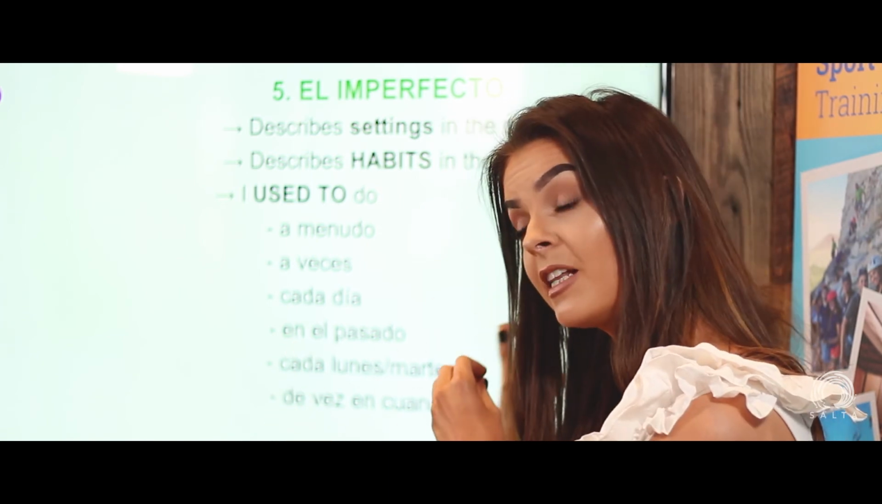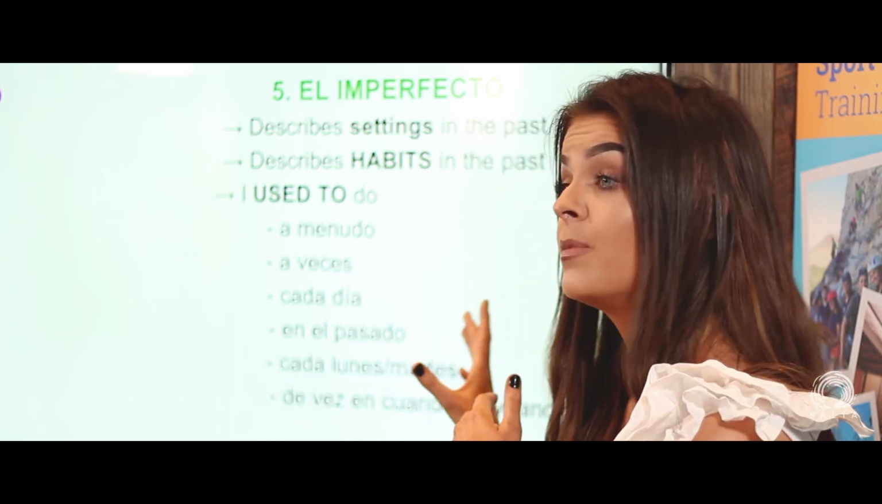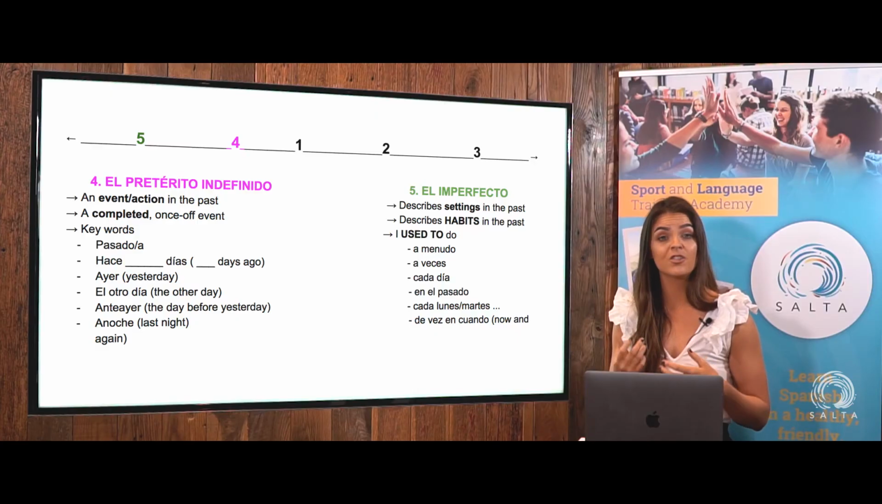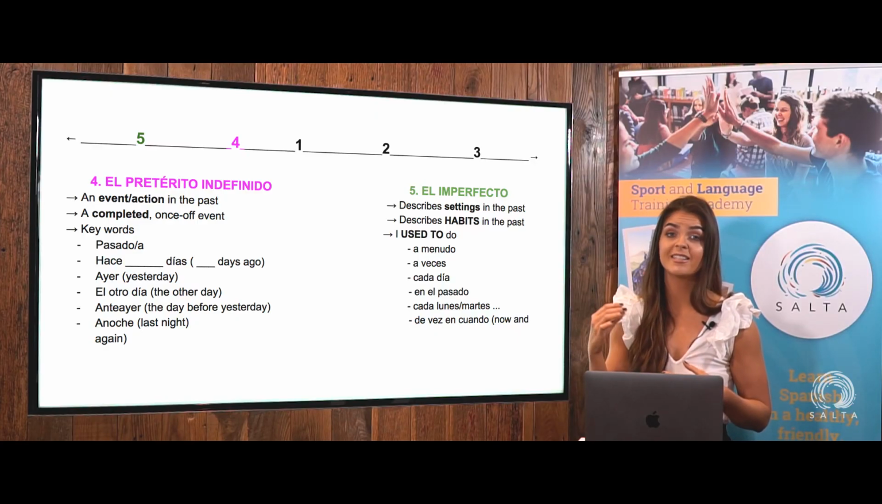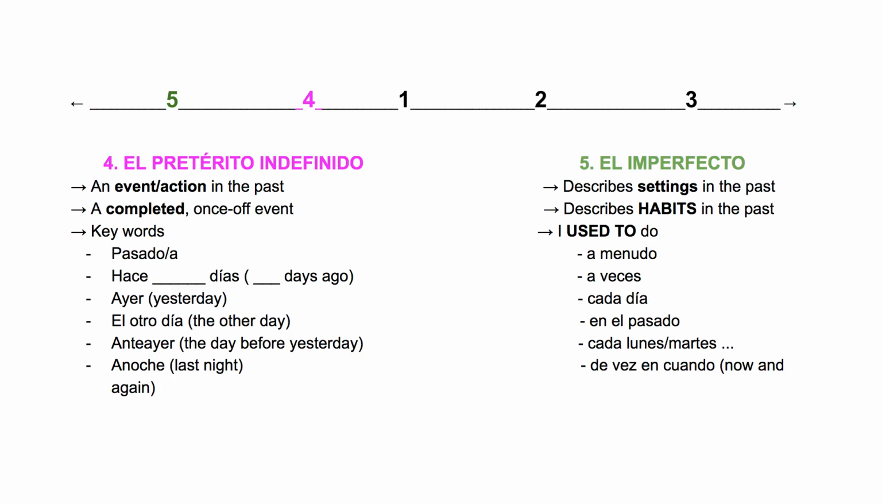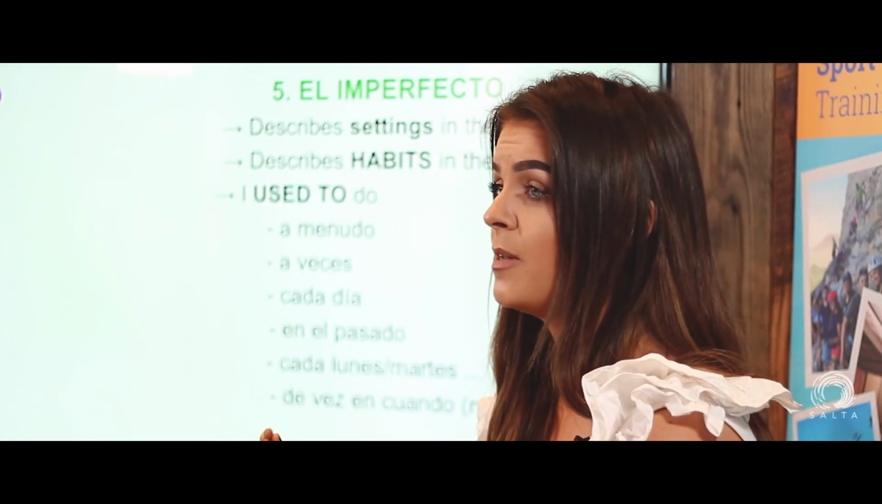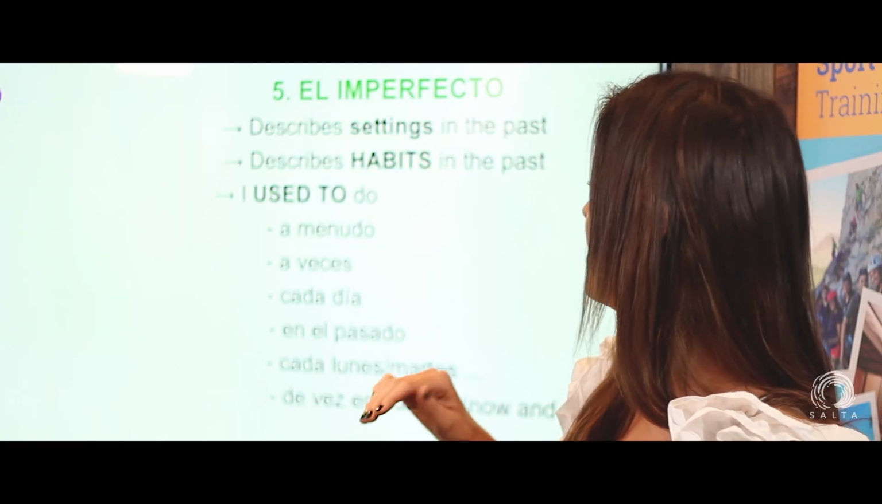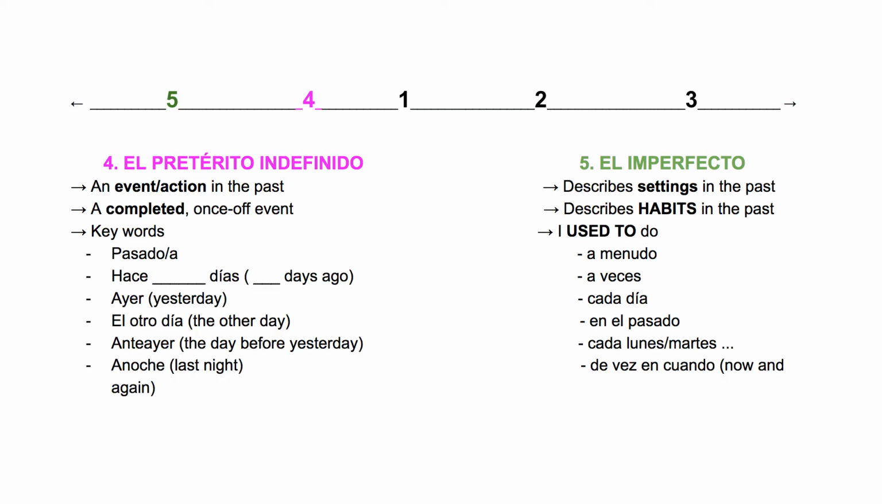And then if you are a little bit more advanced or you think this is something you're going to need, we have el imperfecto. And this is what we call a descriptive tense. It describes all of our settings in the past. It talks about what we used to do, our habits. I studied Spanish every day in 3rd year. I used to study maths, but then I remembered I prefer Spanish. So, I used to do a menudo, a veces, cada día, en el pasado, cada lunes o martes, de vez en cuando, now and again.